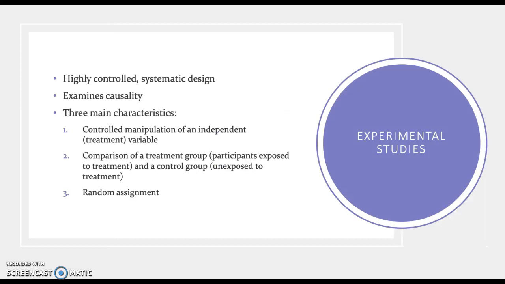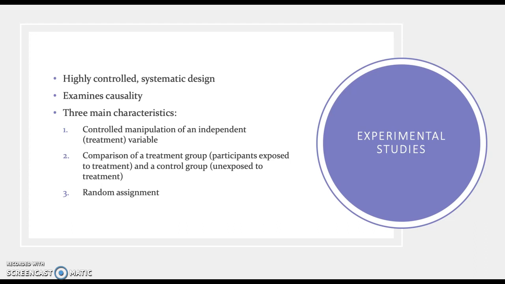Experimental studies are usually considered the most rigorous type of quantitative study because of their highly controlled, systematic design. You want to rule out all the alternative explanations by your design. You want to examine causality, controlling the manipulation of an independent variable. Independent variable is the name we call it. It's really just the treatment.